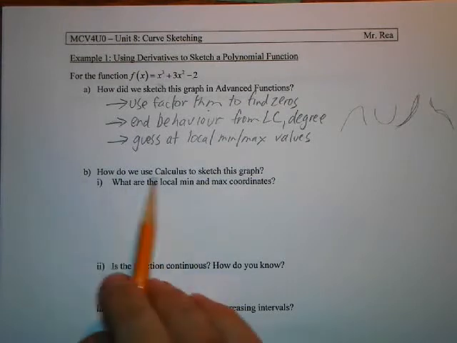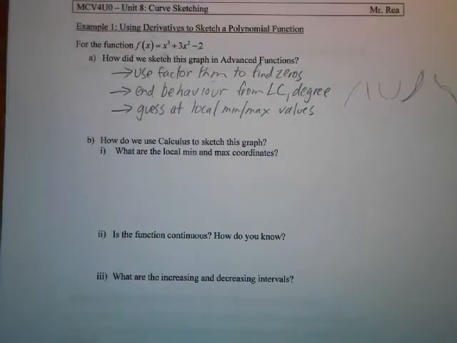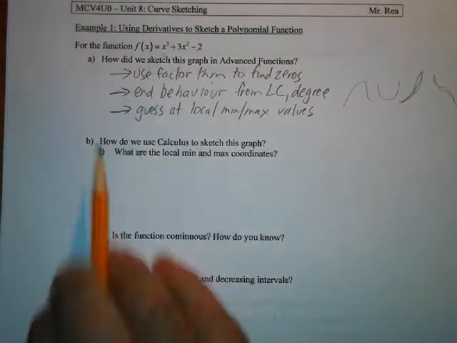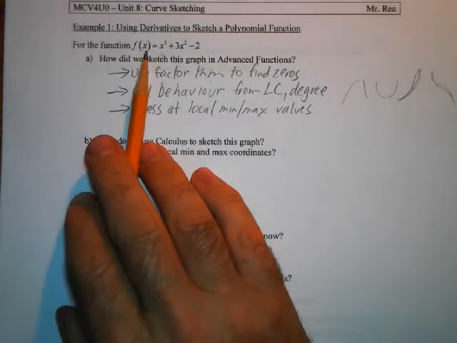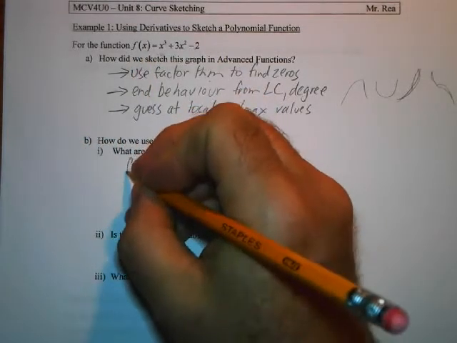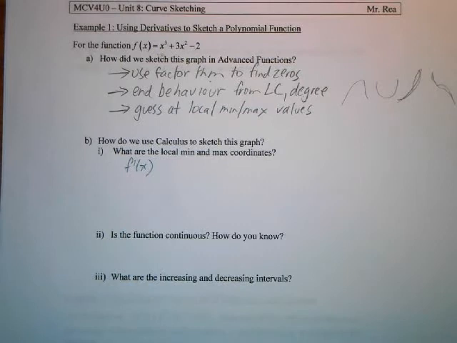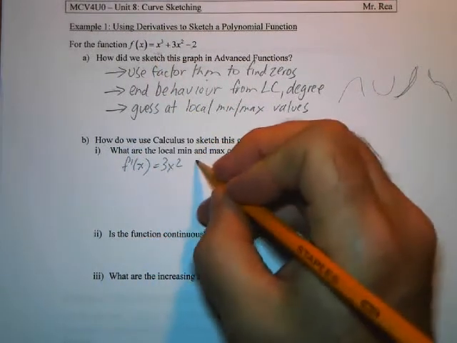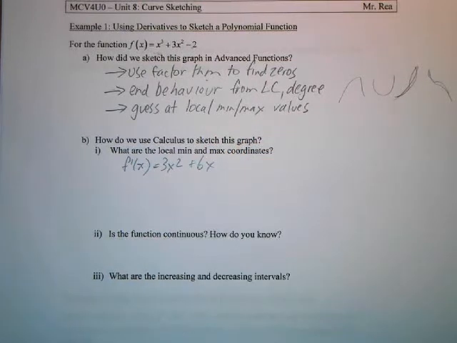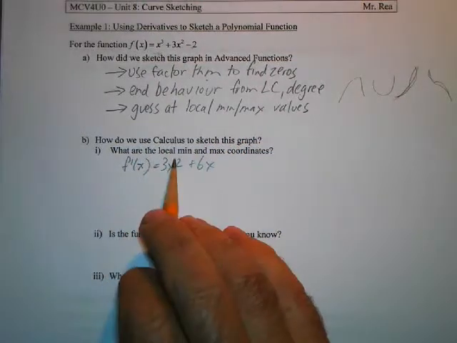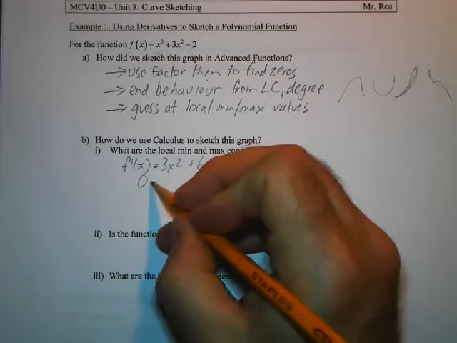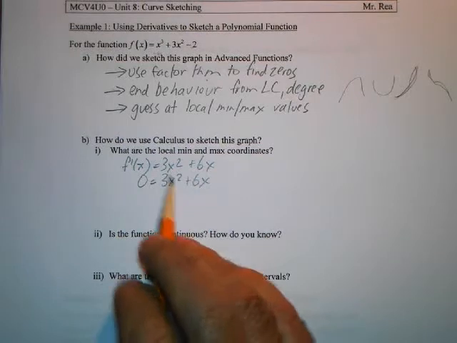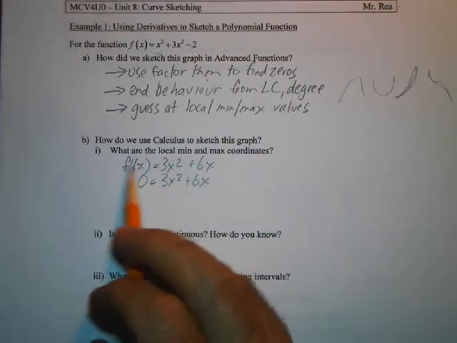Okay, so what are we going to do in calculus? Well, that's an excellent question. So let's look at this. I'm not going to rewrite that function, but if I was to take the derivative of f of x, that would be 3x squared plus 6x. Now, if we want to find the zeros, we set that equal to 0 and then solve for x. What values of x make the slope of the tangent 0?